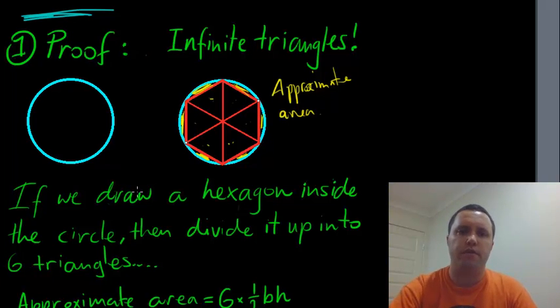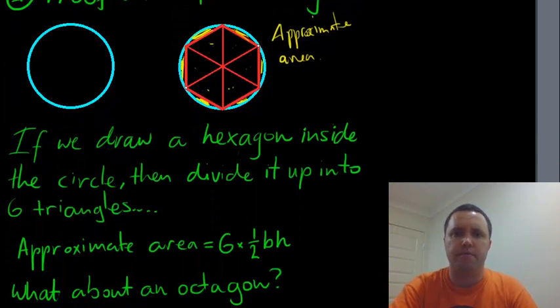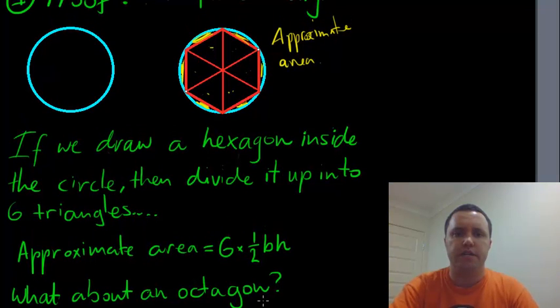So what we'll end up with is an approximate area, which is 6 times half base times height. Because remember, half of base times height is the area of a triangle, and we have 6 of them, so the approximate area of this circle is 6 times half the base times height of these triangles. If this was the base length and this thing here was the height.